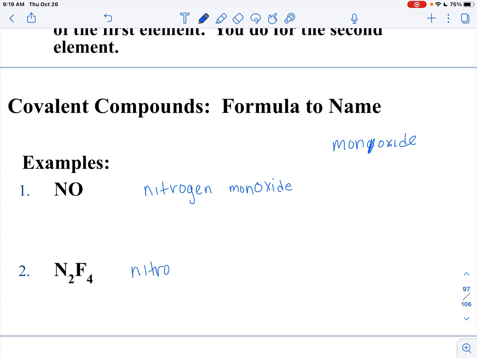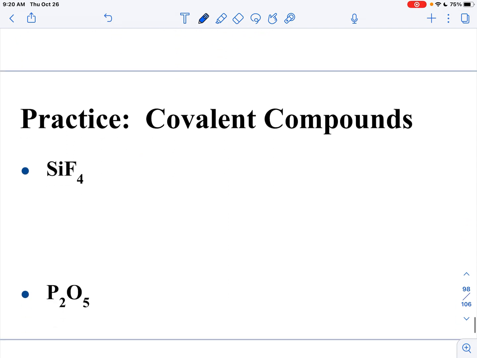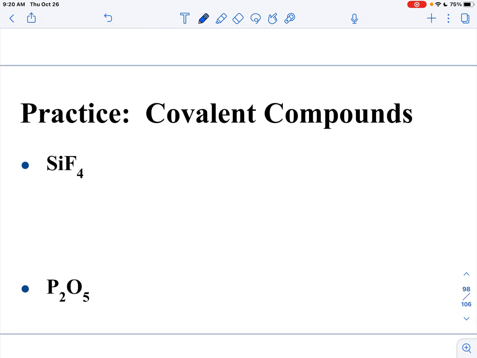So then here we have nitrogen, fluoride. 2 on your prefix chart is di. 4 is tetra. So you have dinitrogen tetrafluoride. That's it. Go ahead and try these 2 and come back for the answers.